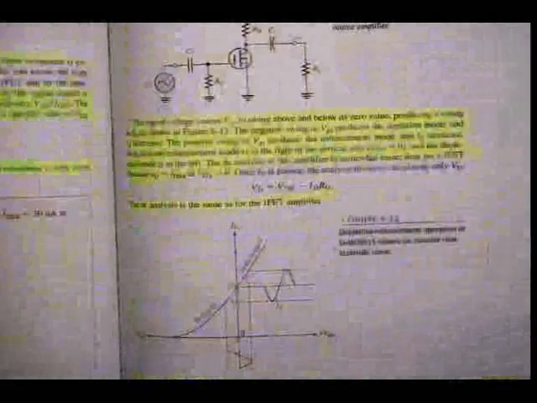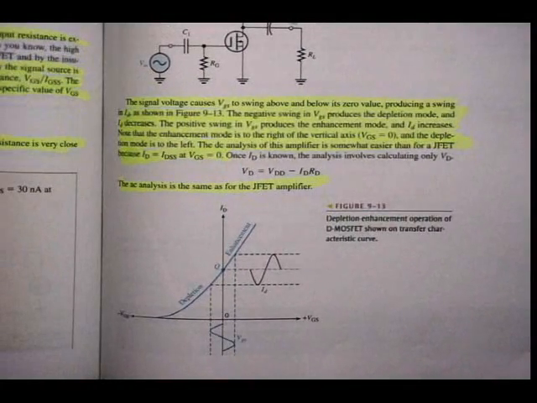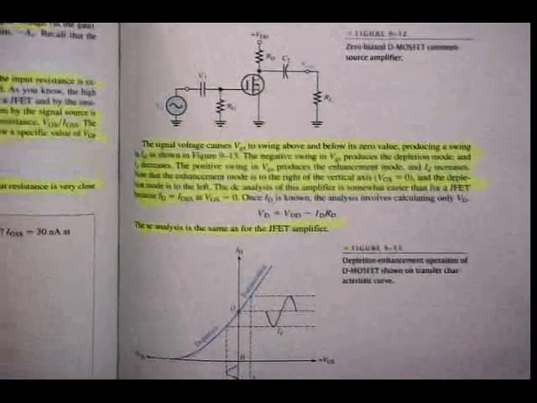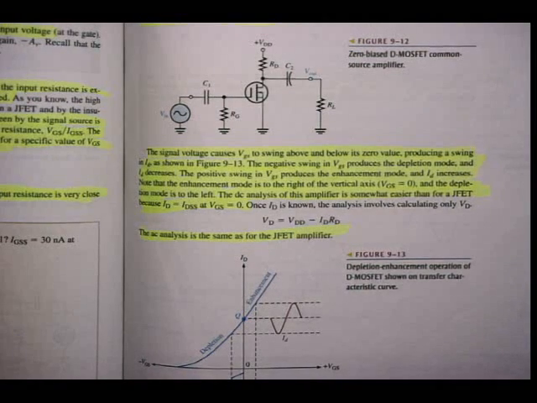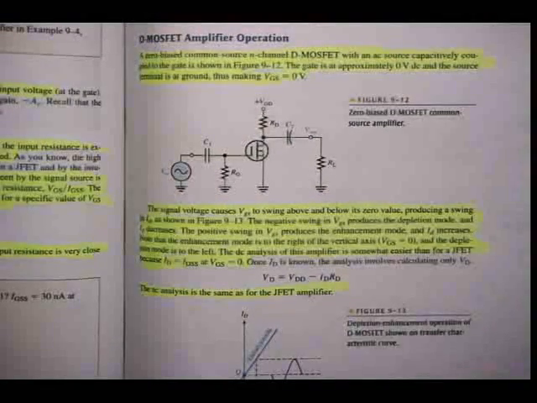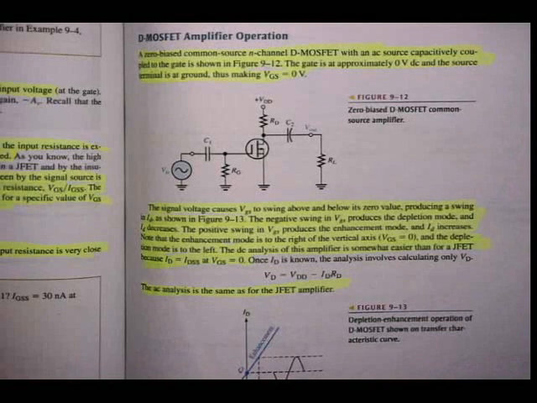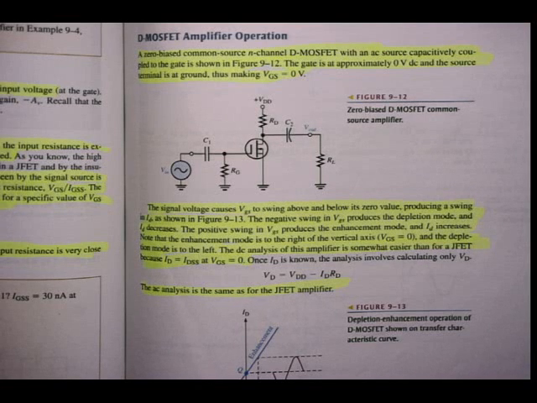Alright, just the last two sections here for this specific section. D-MOSFET amplifier operation. A zero biased common source N channel D-MOSFET with an AC source capacitively coupled to the gate is shown in figure 9.12. The gate is approximately 0 volts DC and the source terminal is at ground, thus making VGS equal to 0 volts. So the signal voltage causes VGS to swing above and below its zero value, producing a swing in ID as shown in figure 9.13.